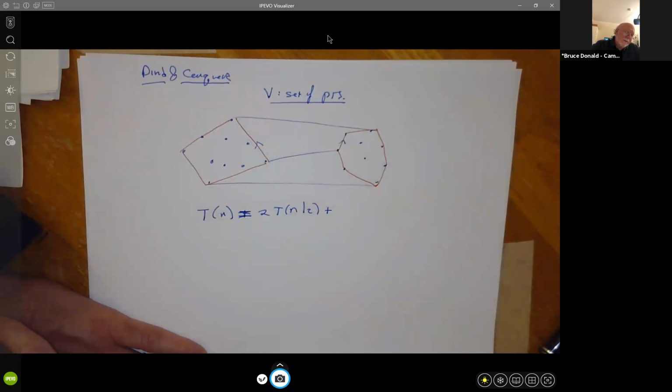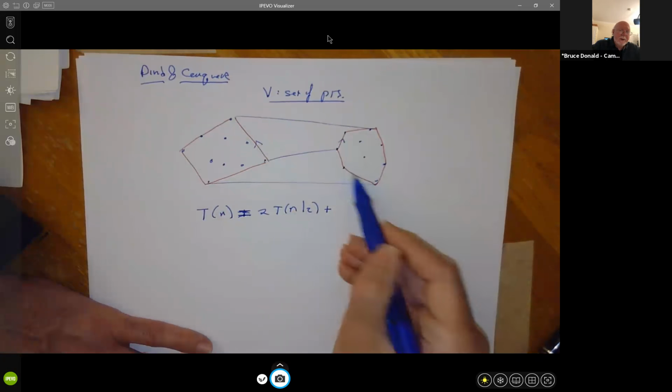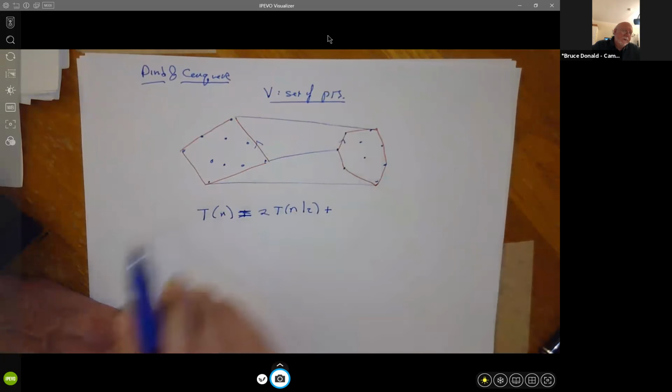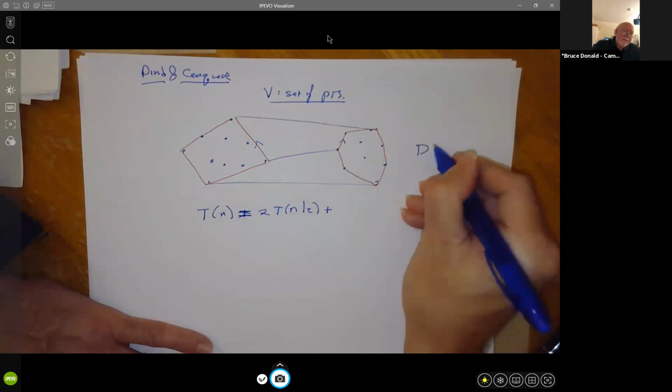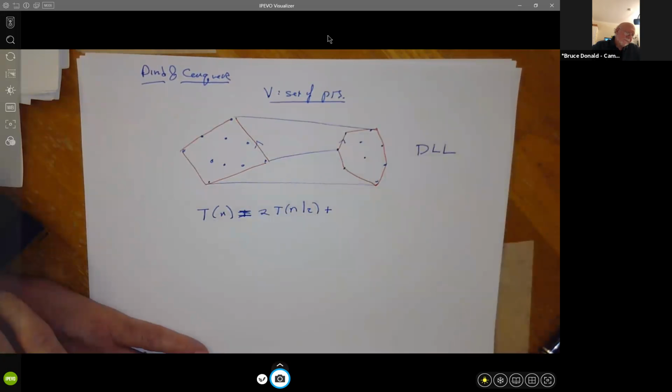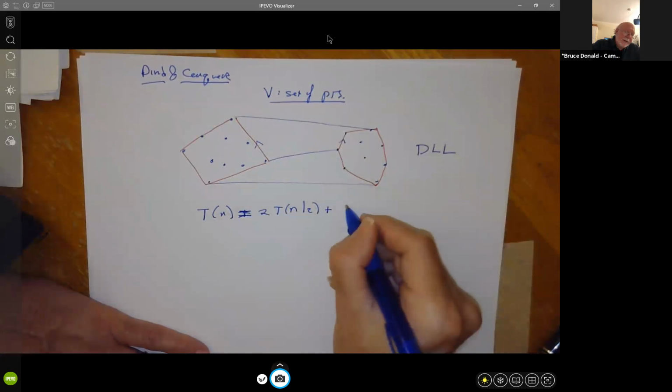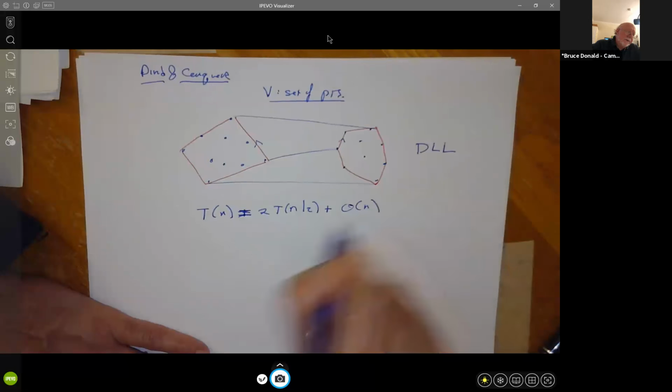So in order to be able to do this bridge finding algorithm, you clearly need to be able to traverse these polygons both forward and backwards. So the ideal data structure for this is a doubly linked list. And if you do this, you can actually merge these in linear time.